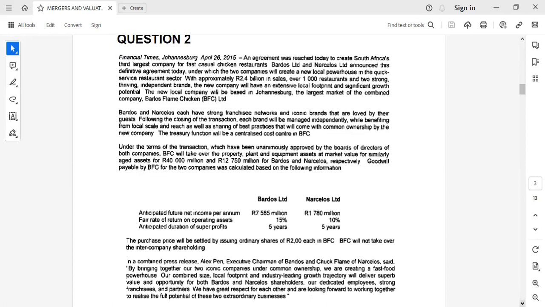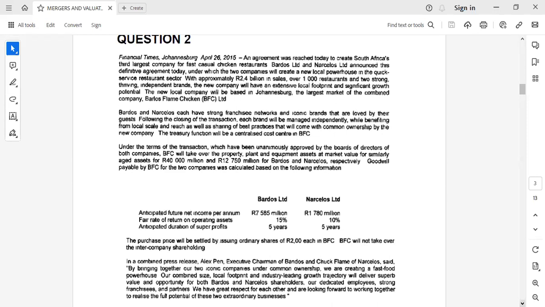With approximately 2.4 billion in sales, over 1,000 restaurants, and two strong, thriving independent brands, the new company will have an extensive local footprint and significant growth potential. The new local company will be based in Johannesburg, the largest market of the combined company, Balos Flame Chicken, BFC Limited. So this is like a merger whereby two companies are joining together.